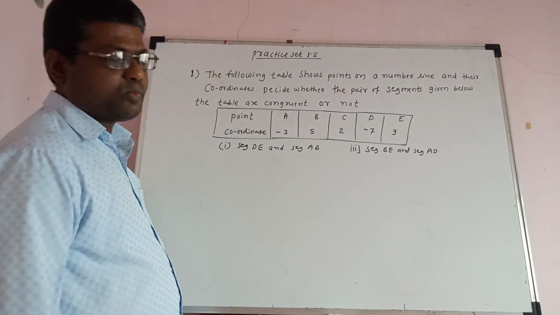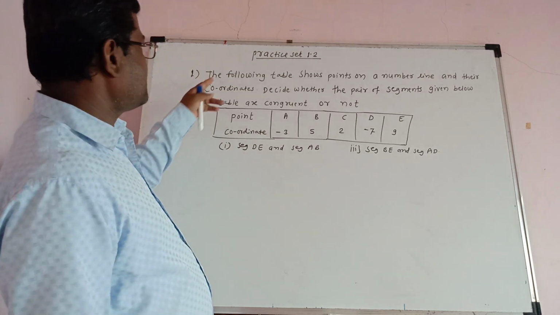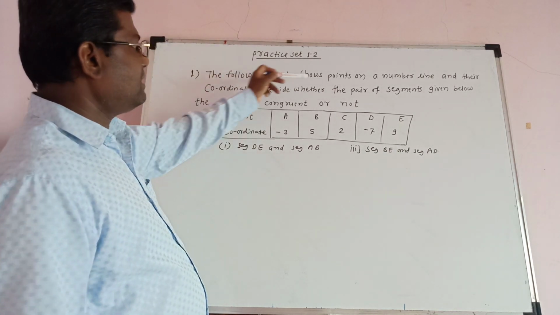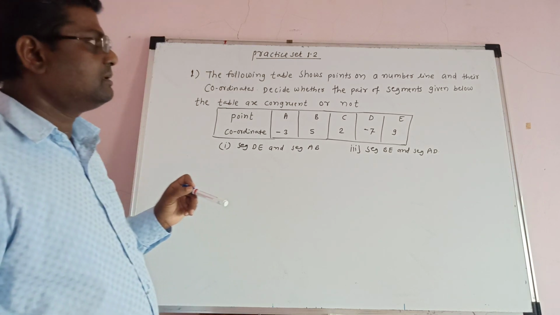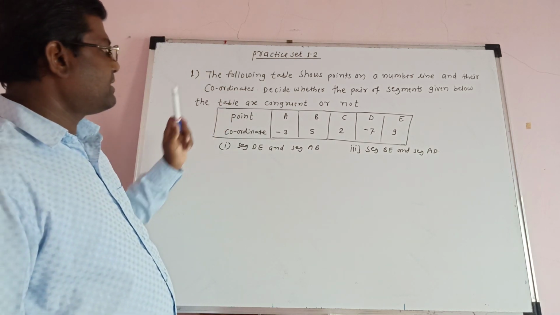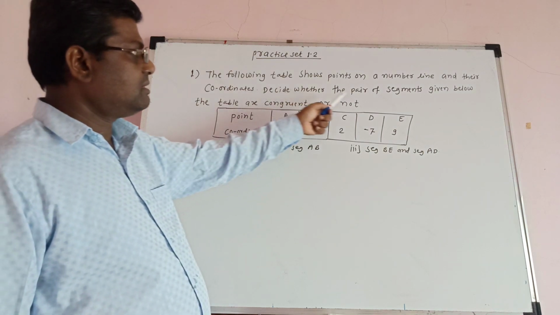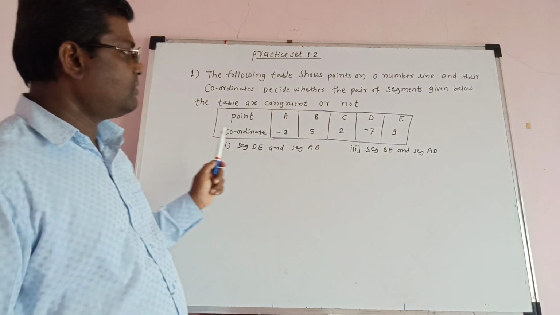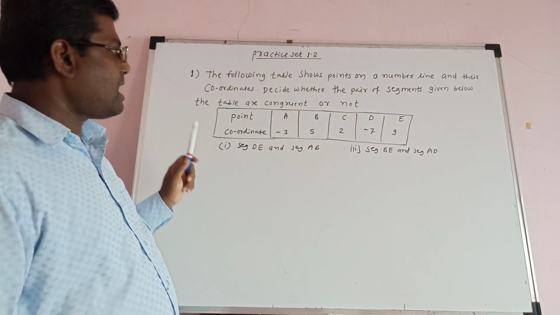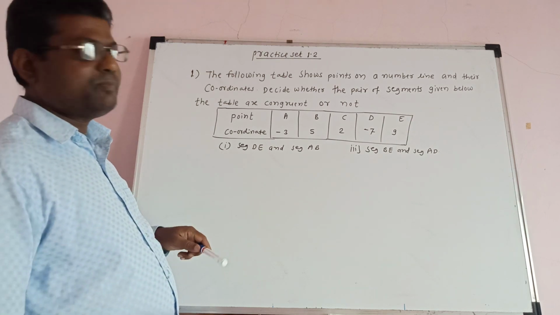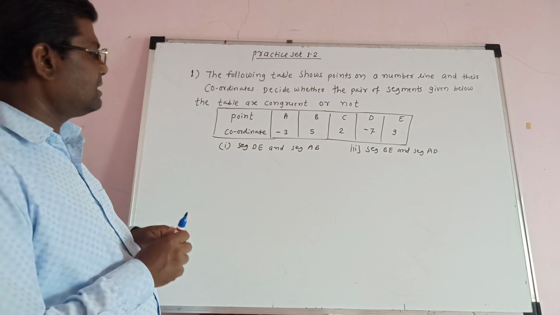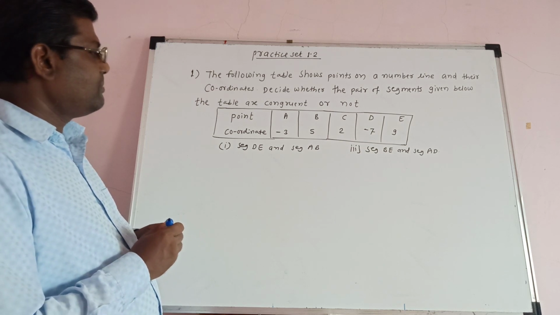Practice set 1.2. Question number 1. The following table shows points on a number line and their coordinates. Decide whether the pair of segments given below the table are congruent or not. Example number 1. Segment DE and segment AB.